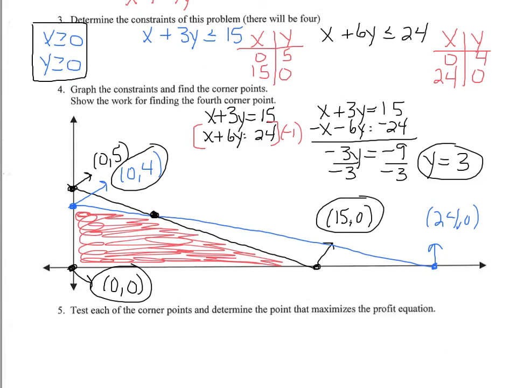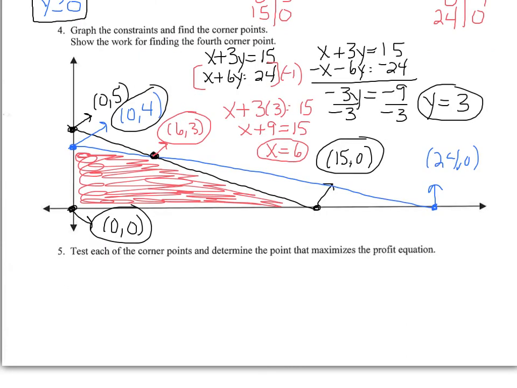Almost finished. Let's plug y equals 3 back into one of those two equations. I'm going to plug it into the top one just because. So if I plug it into the top one, I'm going to have x plus 3 times 3 equals 15. So I'm going to have x plus 9 equals 15. And if I subtract 9 from both sides, x is going to be equal to 6. So my missing corner point is going to be the coordinate 6, 3. And I'm going to use that fourth corner point in the last section.